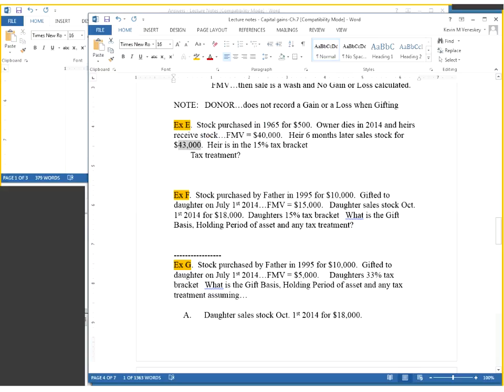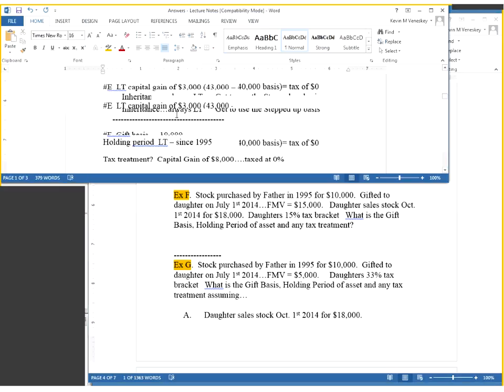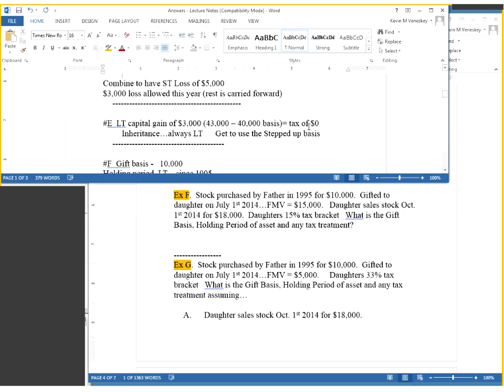And note that it's long term, because anything that's an inheritance is automatically long term, even though we only owned it ourselves for 6 months. And if we're in the 15% bracket, that $3,000 is not even taxed, because we get capital gain rates for being long term, and anybody in the 10 to 15% bracket doesn't pay tax. So the long-term capital gain is realized and recognized, but when you actually start figuring the tax, none of that $3,000 recognized gain will be subject to tax.